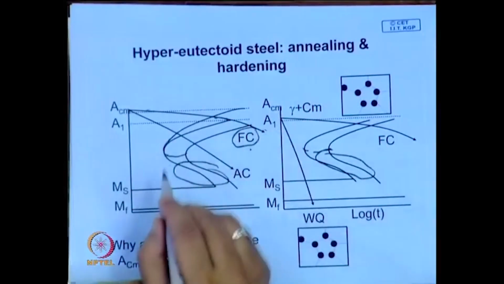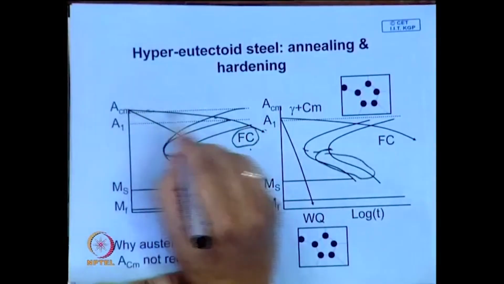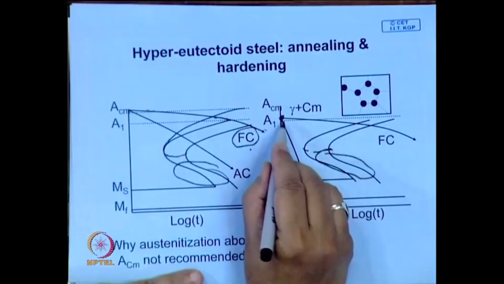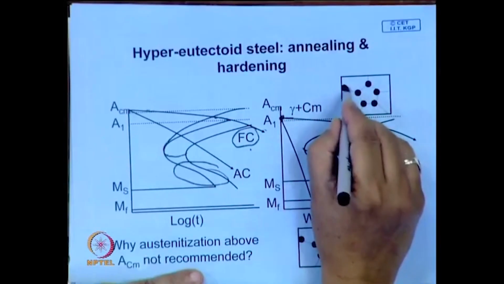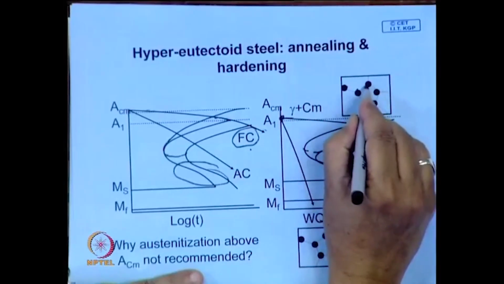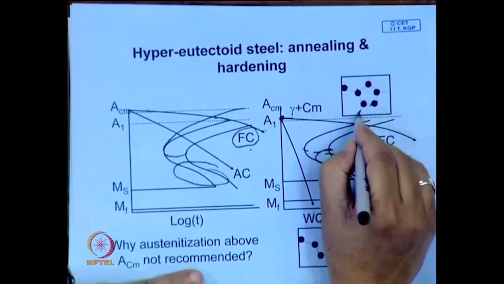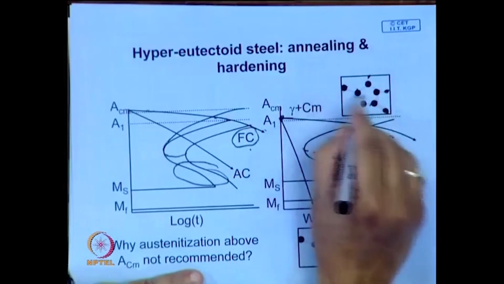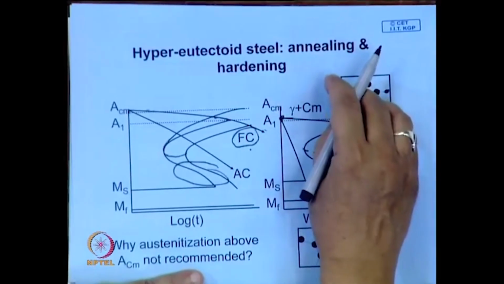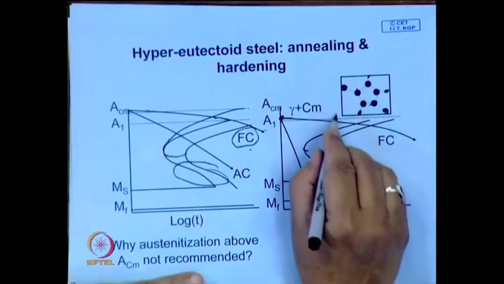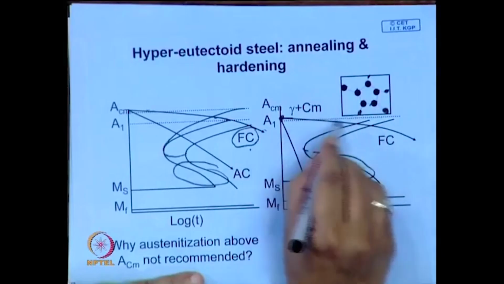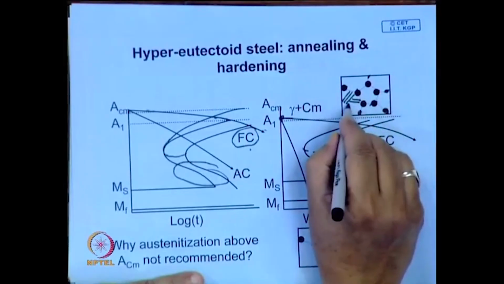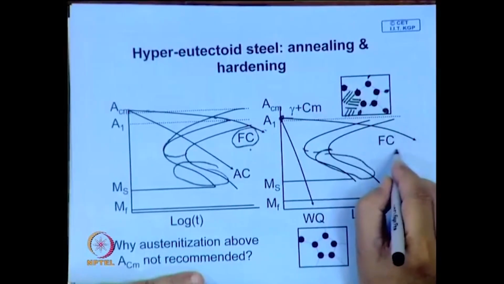Therefore, what is done, instead of heating up there, in the normal annealing process you heat it at 30 to 40 degrees centigrade above A1, then furnace cool. Here you have austenite, and these are the carbides. Normally, if you etch with nital, they may not appear dark, although I am representing them as dark here. These carbides will not let the austenite grain grow. So, you will have fine austenite grain, and when you cool in the furnace, the balance will be converted into coarse pearlite.